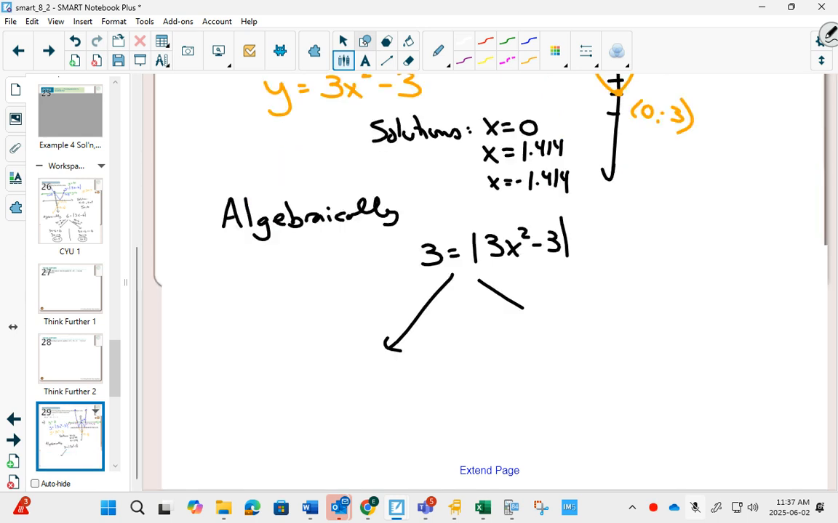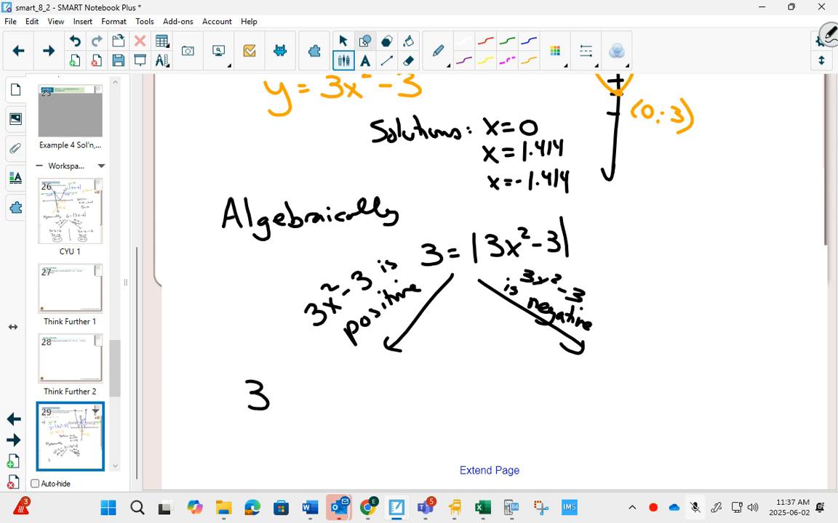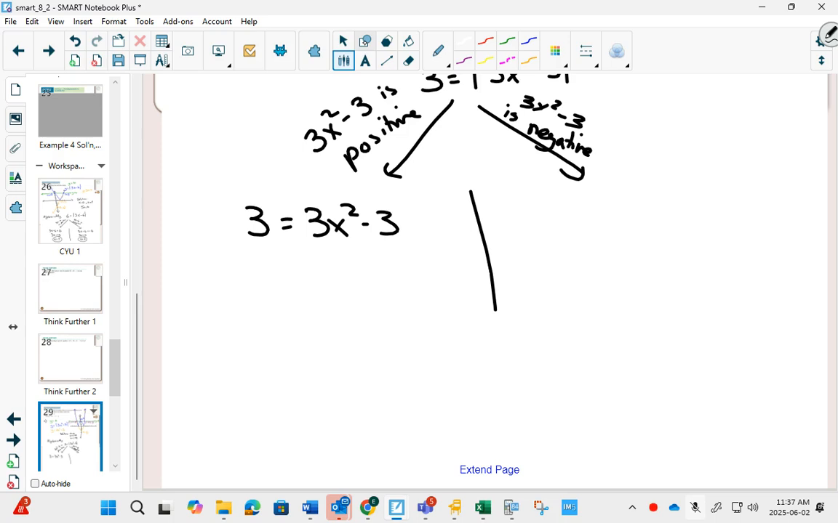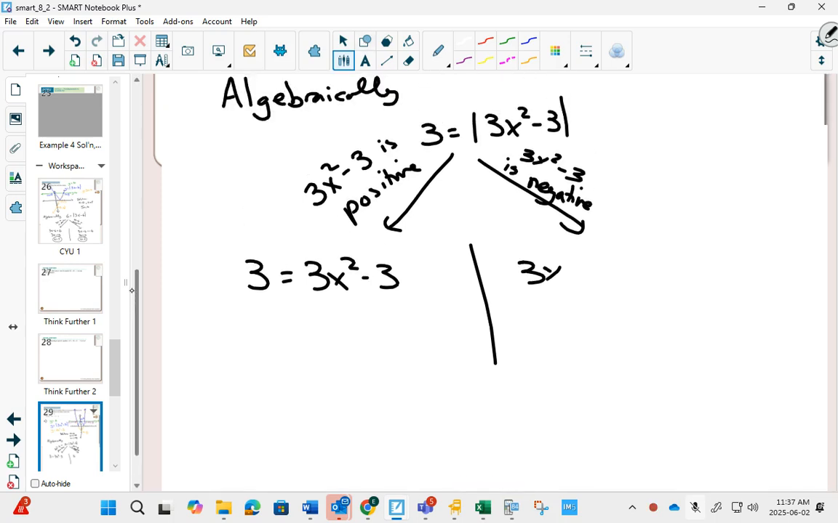So there's 2 possibilities, right? You don't have to show this along the arrows. I'm just doing it right now so that when you're studying, you can see this. We have the 2 possibilities. Either the 3x squared minus 3 is positive, or the 3x squared minus 3 is negative. If it's positive, the absolute value wouldn't matter. Then it would equal 3, right? And you'd have 3x squared minus 3 equal to 3. If it's negative, then what would the 3x squared minus 3 be equal to?